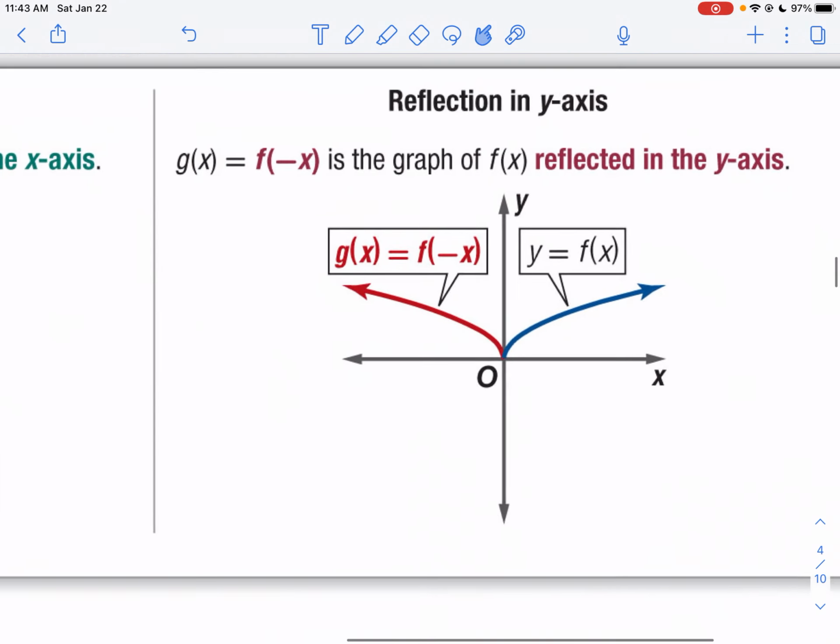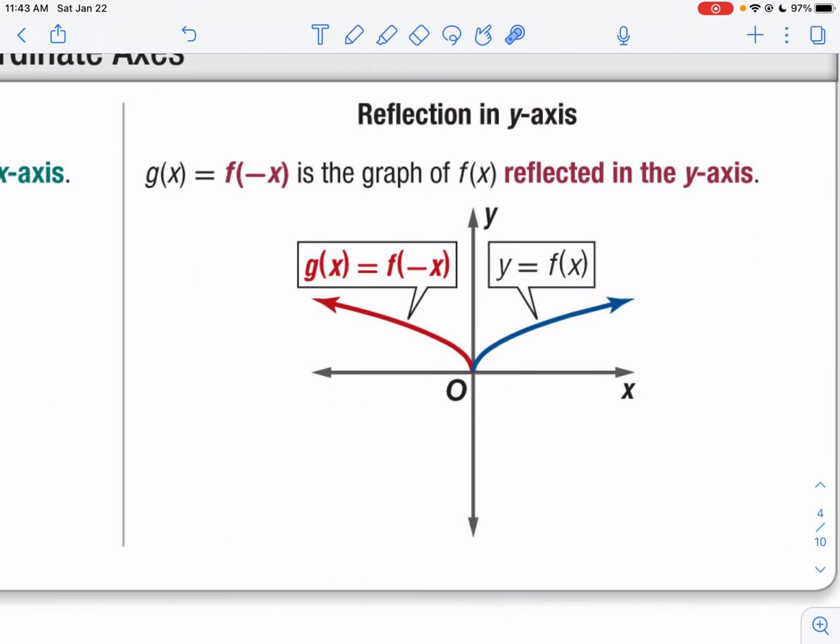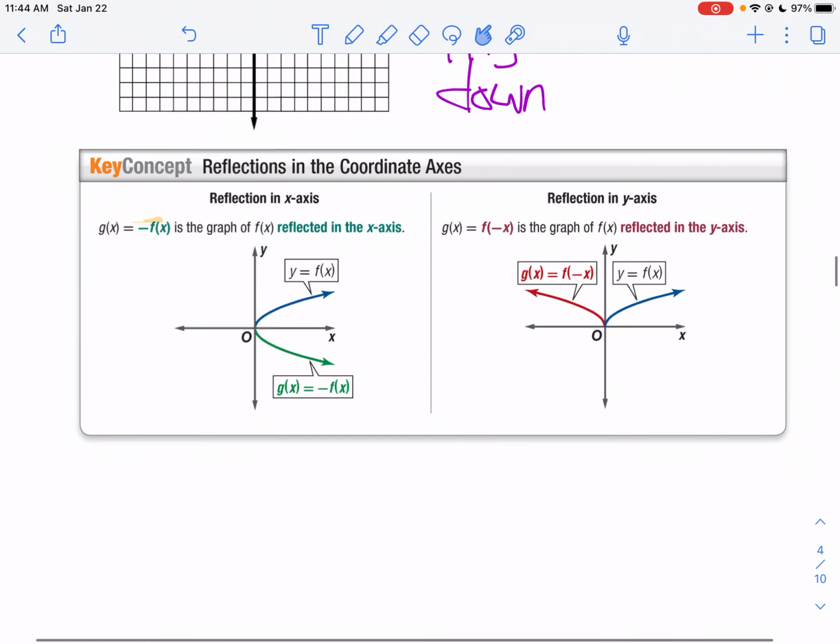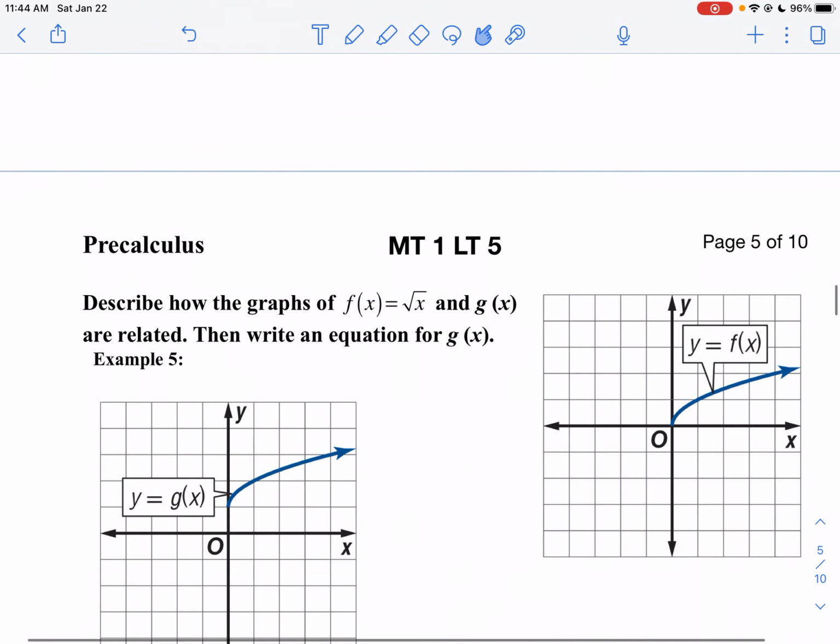However, if I take the opposite of my x, my independent variable, I'm going to flip it over the y-axis. So I'm going to take every x value, keep the same y value, but put it on the opposite side of your y-axis.